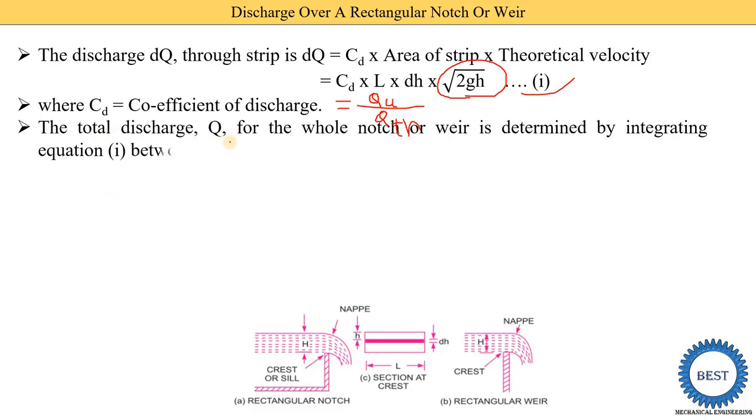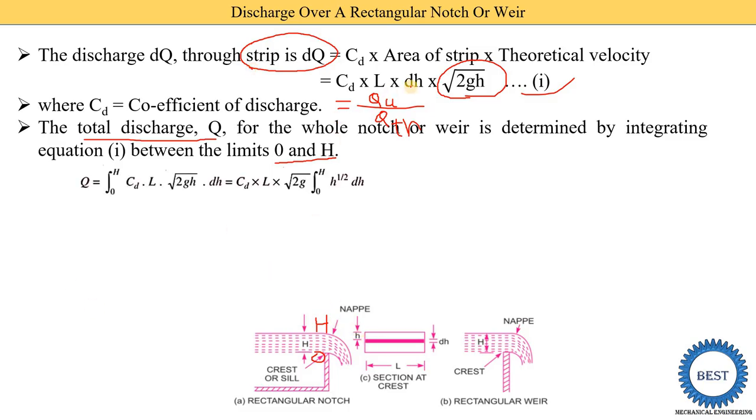The total discharge Q for the notch or weir is determined by integrating this equation number 1 between the limits of 0 and H. So it is the boundary limit. Here we can see at this level the water height is 0, and at this level the water has a certain height, and this height is the capital H. From these boundary limits we need to find the total discharge Q for the notch or weir. This equation is the dQ for only a strip, meaning only for this portion.